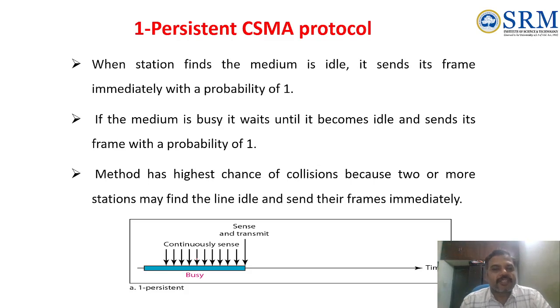So what is the advantage in this method? It is very simple to implement, and the station is persistently listening to the channel. It does not waste any time. Once the channel becomes free, it can start its transmission immediately. But what is the drawback here? When two stations at the same time sense the channel to be idle, to be free, both will start transmission. If both transmit their frames at the same time, the result will be collision. So the chance of collision is still higher in the one-persistent CSMA protocol.